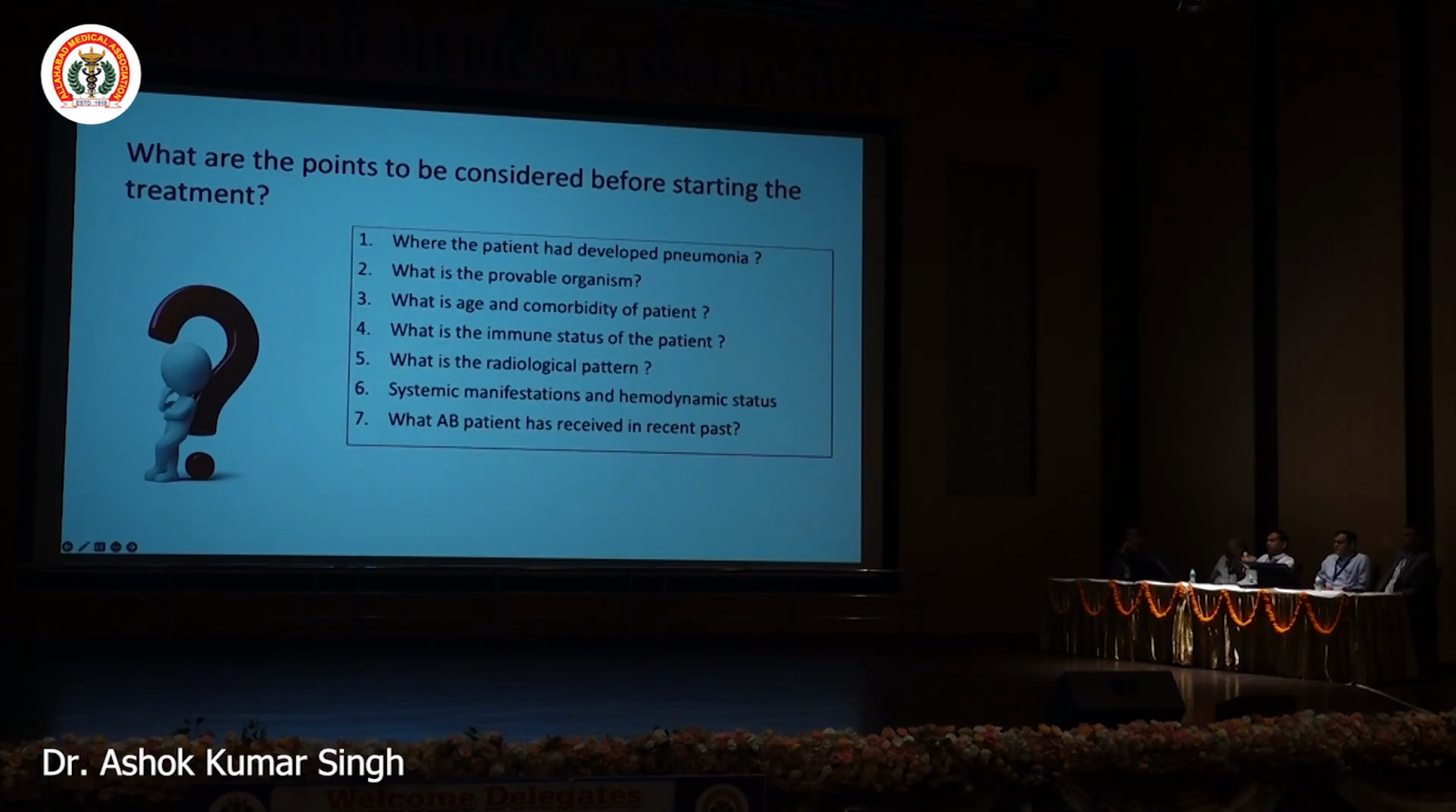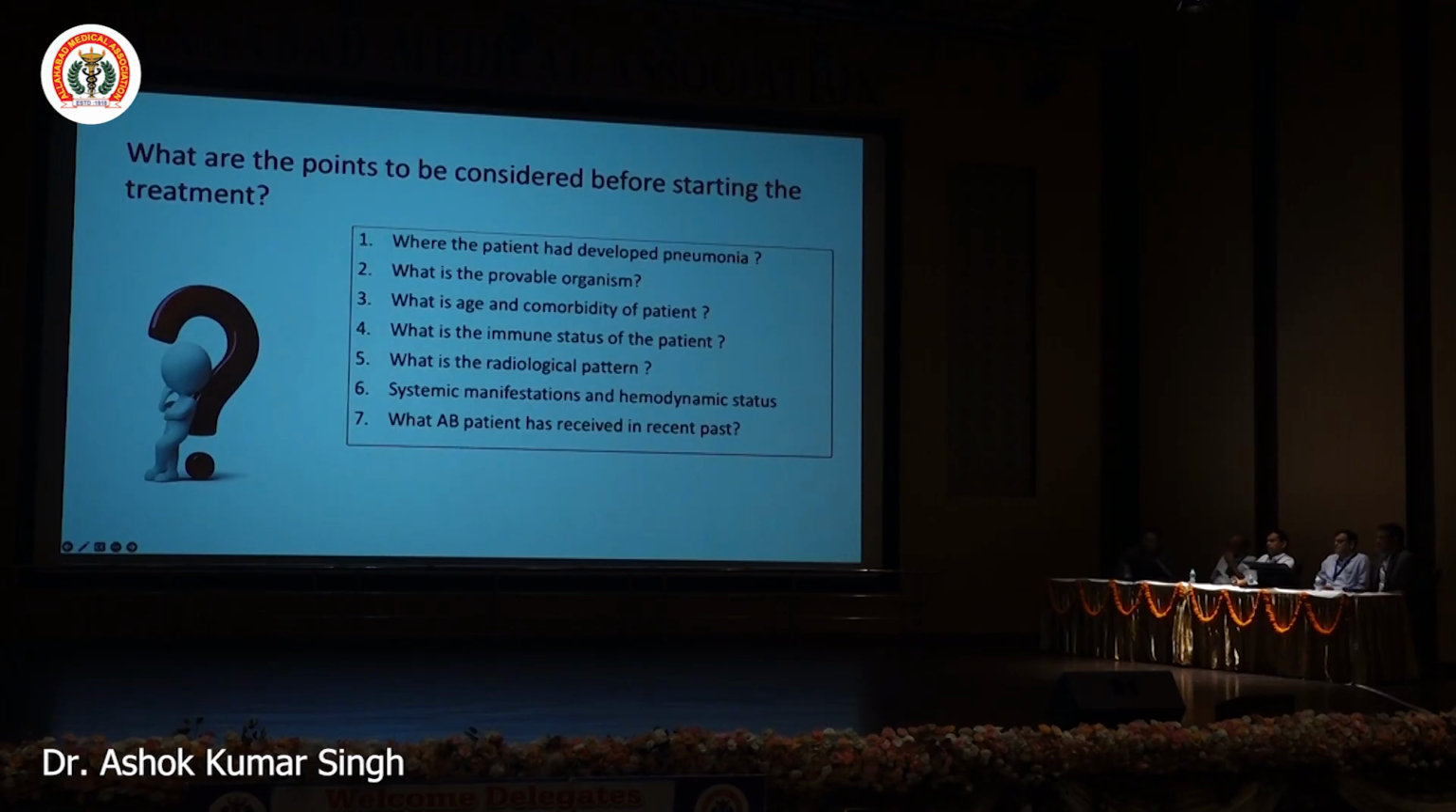So these are the few points which we have to consider when we start empirical antibiotics where the patient has developed pneumonia, as the expert says, whether it is community acquired or hospital acquired, because the flora is different. In hospital, Pseudomonas, Klebsiella, Acinetobacter are important, and in community acquired, most of the time it is a gram-positive infection, or some atypical, or it may be a viral infection.